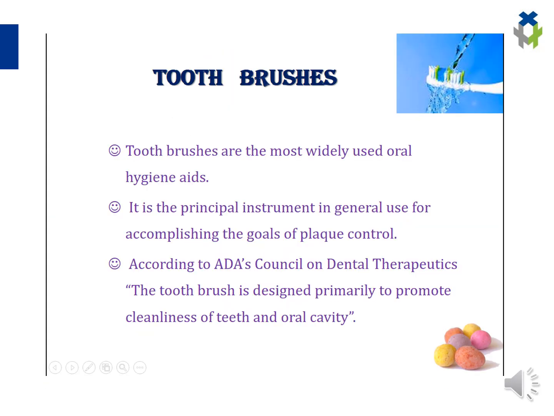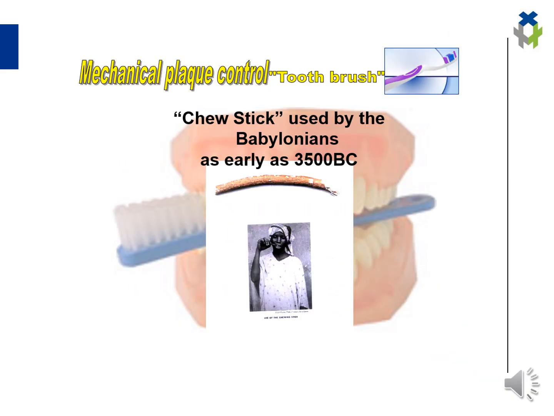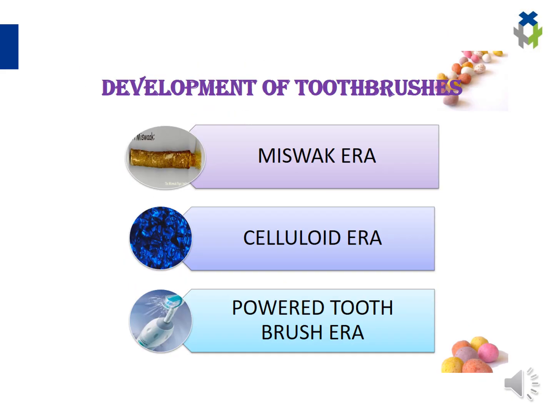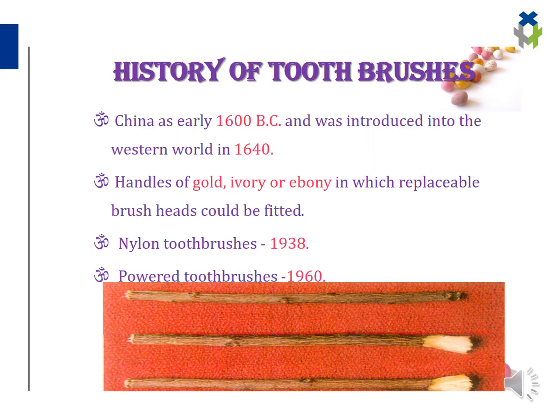Toothbrushes are the most widely used oral hygiene aids. According to the American Dental Association on Dental Therapeutics, the toothbrush is designed primarily to promote cleanliness of the teeth and oral cavity. In ancient days, chew sticks were used by the Babylonians. The toothbrushes that were developed include the miswak era, then the celluloid era and the power toothbrush era.